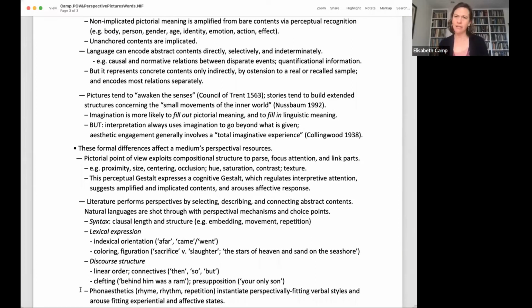But by contrast, in virtue of those same representational principles, language can only represent concrete contents, like what color, or what expression is on the face, indirectly, by evoking or presenting a real or recalled sample. And it encodes most relations separately, as a matter of piecemeal.